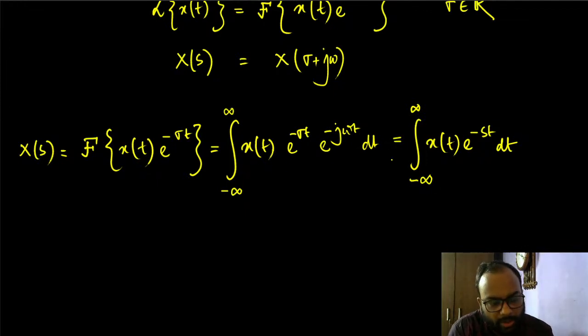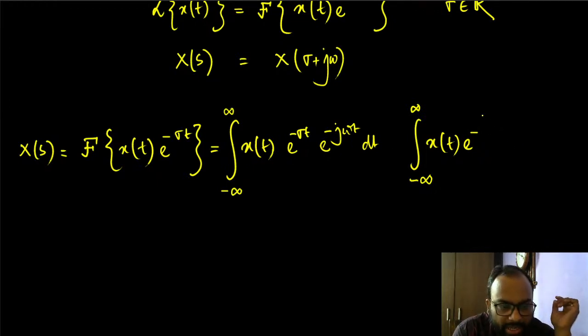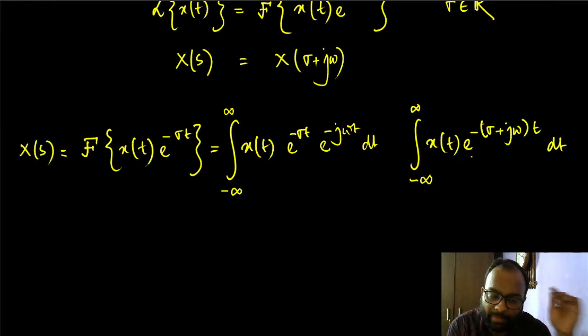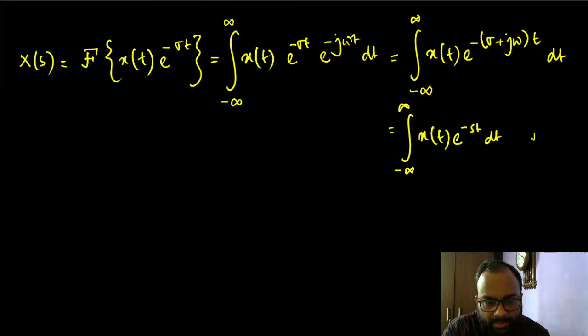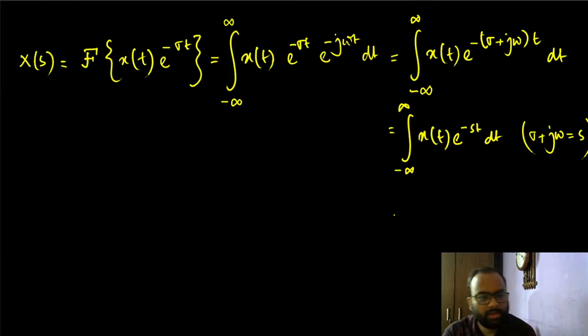So that's equal to this because we write it in that form. Essentially, if we write this as minus sigma plus j omega t dt, and instead of writing sigma plus j omega, if we just write s, that is exactly what we get. Okay, so this is equal to, by definition, the integral from minus infinity to infinity of x(t) e to the power minus st dt, where we are assuming that sigma plus j omega is s. We're just replacing this variable. Okay, so that's again how we define Laplace transform.